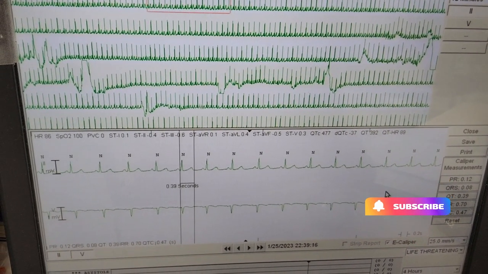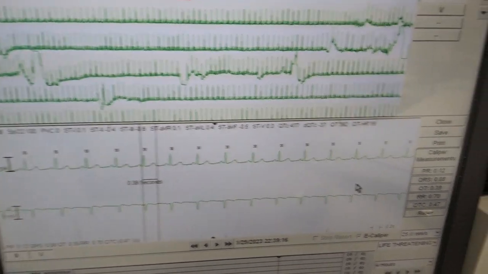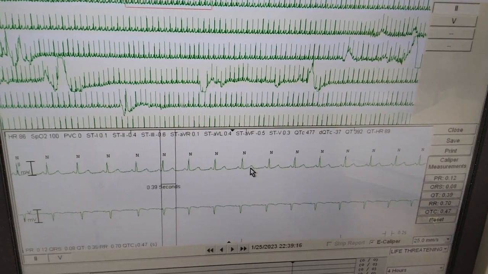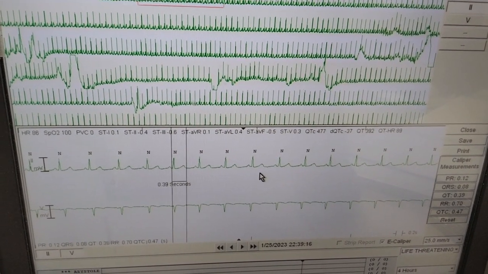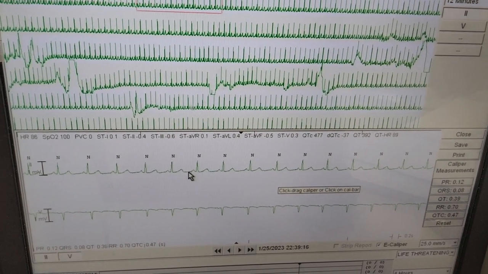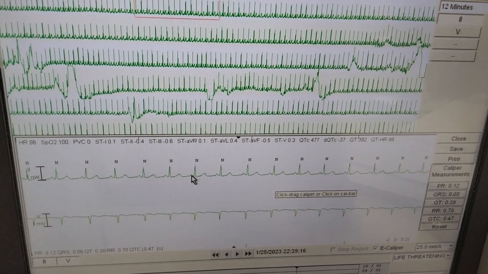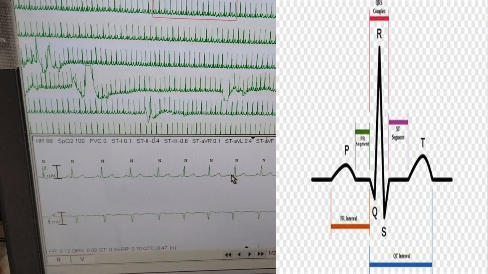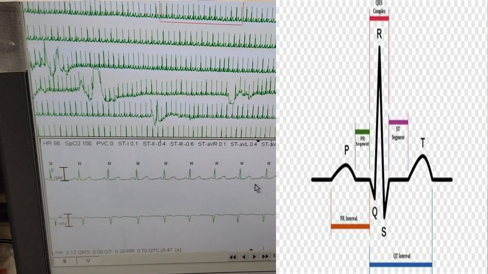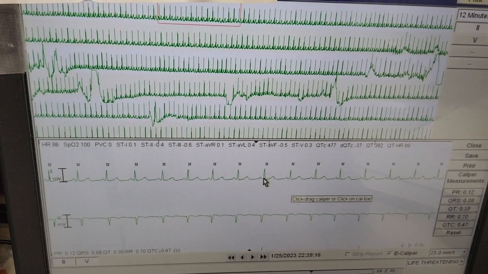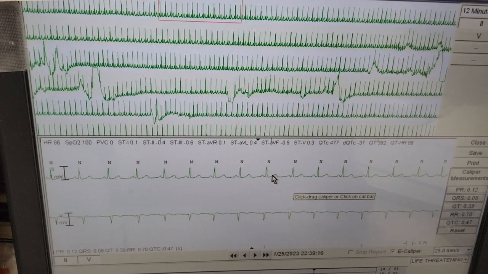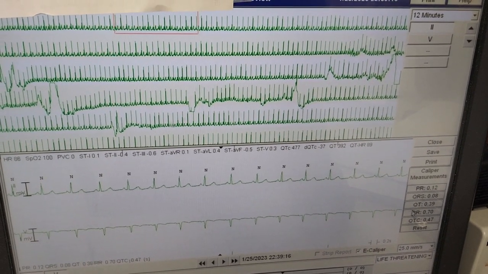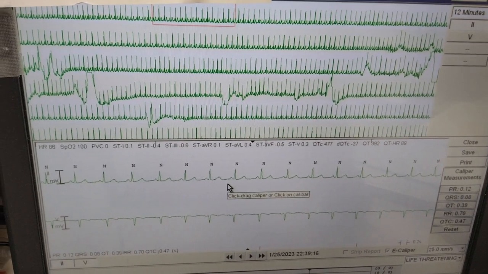We can also interpret this EKG from the measurements we have here. So in this EKG, we can say that this is a normal sinus rhythm EKG, because there is a P wave here, followed by a QRS complex, followed by a T wave. And this another one, P wave, followed by QRS complex, followed by T wave. Another one here, P wave, followed by QRS complex, followed by T wave. So this is a normal sinus rhythm, and we can see that the values are within normal limits.